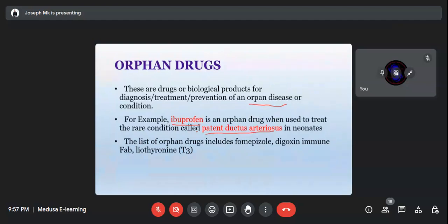Some of the examples that you can give apart from ibuprofen are digoxin immune Fab, and also T3. These are some of the orphan drugs. Is that clear to everyone, or maybe we should repeat on orphan drugs? Maybe we repeat, is it about orphan disease or condition?